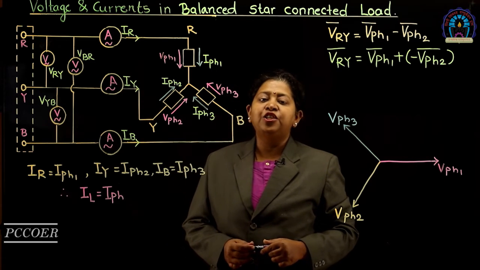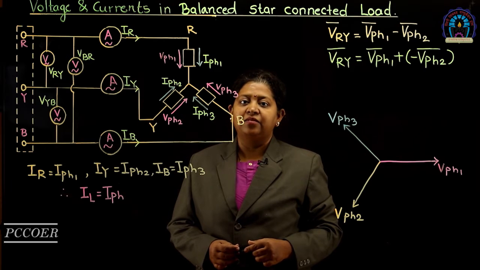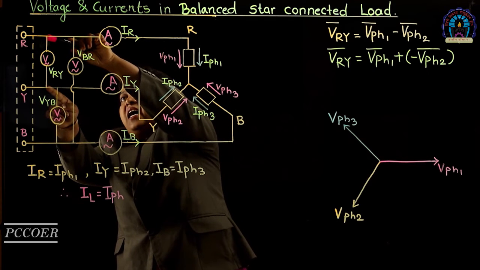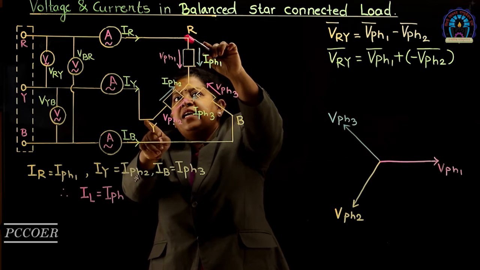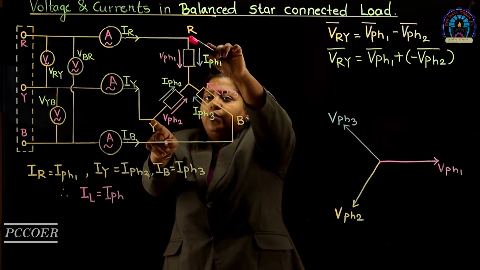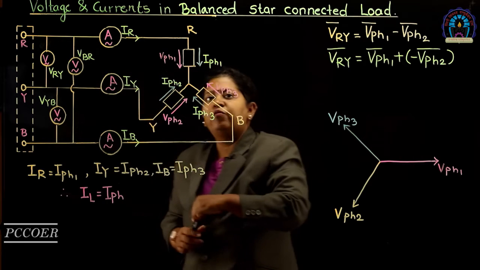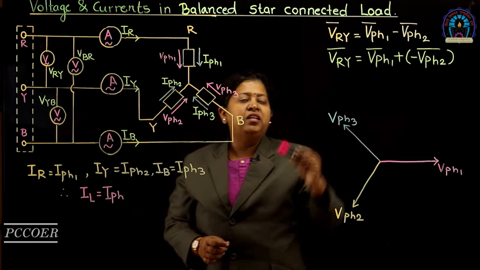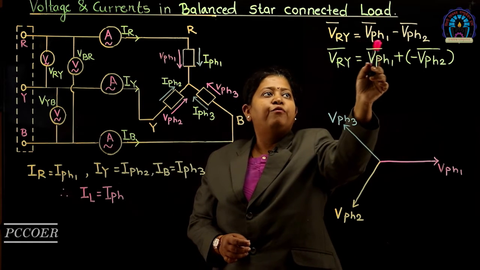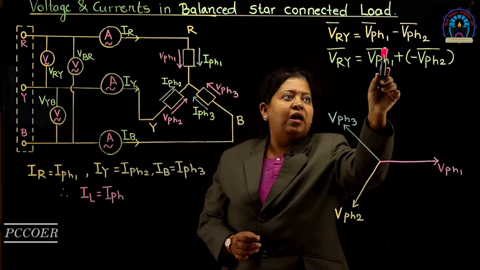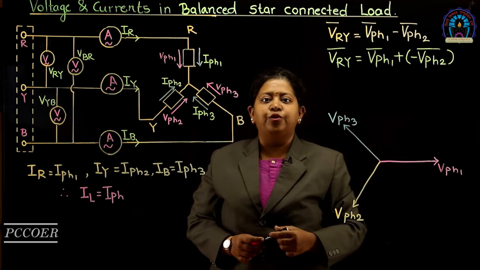Now, let us derive the relation between line voltage and phase voltage. For this, we will consider the first line voltage VRY. VRY is the voltage across the lines R and Y. If we trace the path, we can see that this voltage is the same as the voltage across terminals R and Y of the load. So, VRY is the difference between voltages VPH1 and VPH2. We can write the relation as VRY phasor is equal to VPH1 phasor minus VPH2 phasor. This can also be written as VPH1 phasor plus minus of VPH2 phasor.